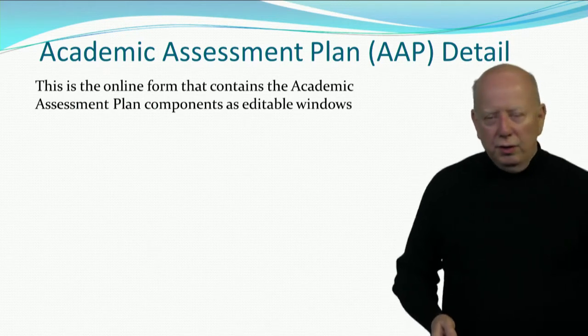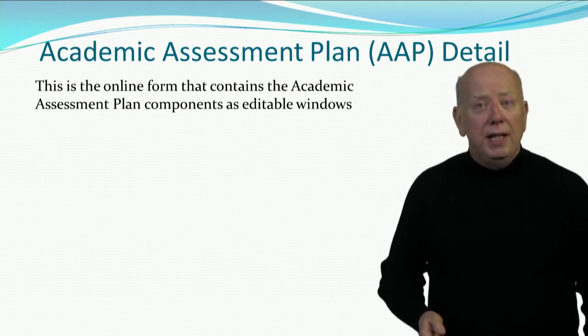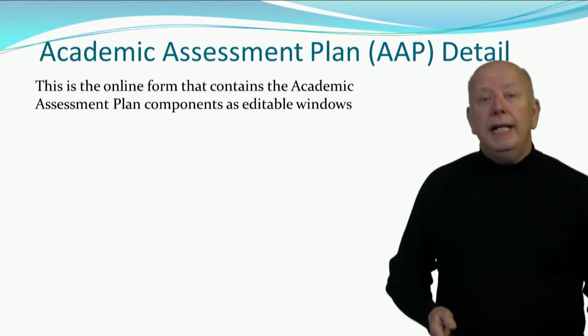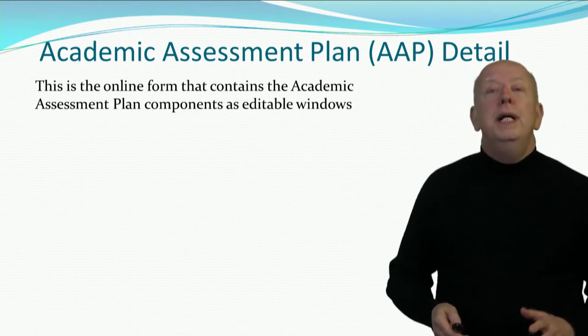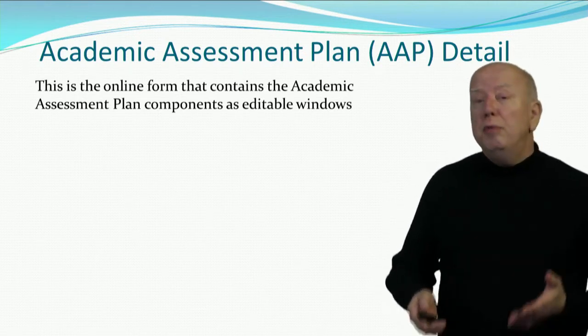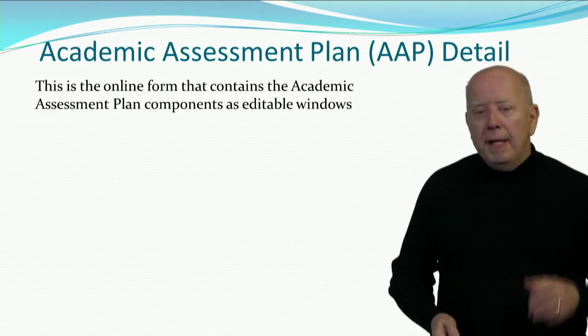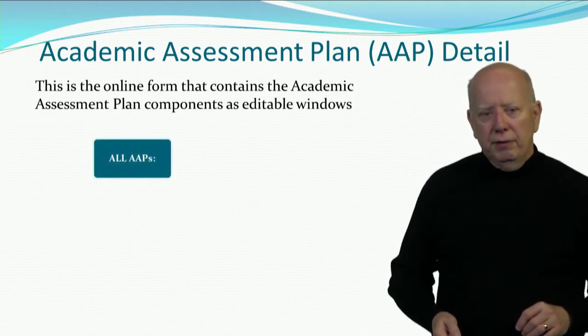Now, there is a new section in the Compliance Assist Academic Assessment Plan called the Academic Assessment Plan, or AAP Detail section. Now, this is the online form that contains all of the elements and the components of the academic assessment plans that you have previously submitted in document form via the approval system. So just for a moment, let's review what those sections are.